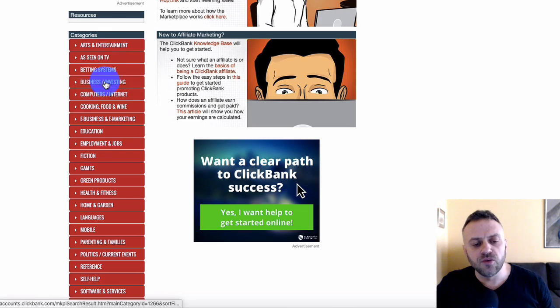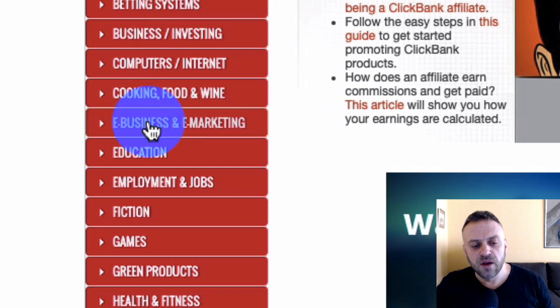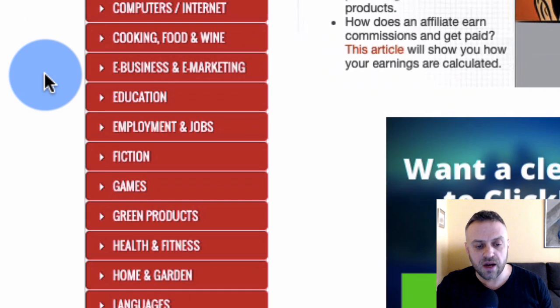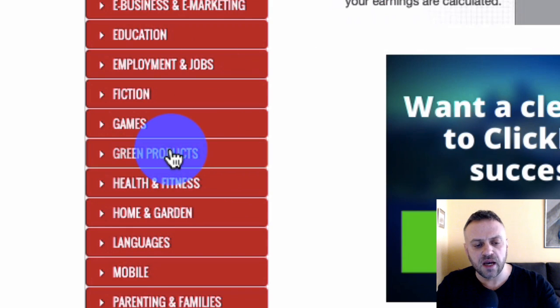And so the categories you want to stay away from when starting out, and there's some good offers, I'm not saying that, but you typically want to stay away from something like business investing. You want to stay away from e-business, e-marketing. You want to stay away from them just in the beginning, right? I'm not saying to stay away completely. You want to stay away from health and fitness, okay? There's probably more, but those are kind of the main ones.